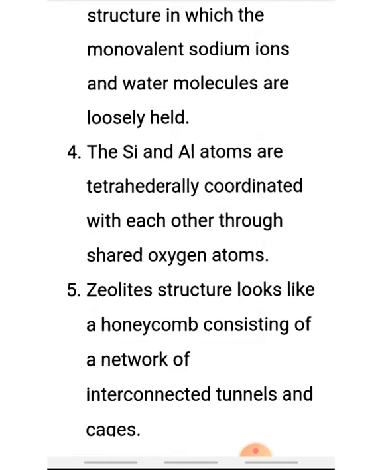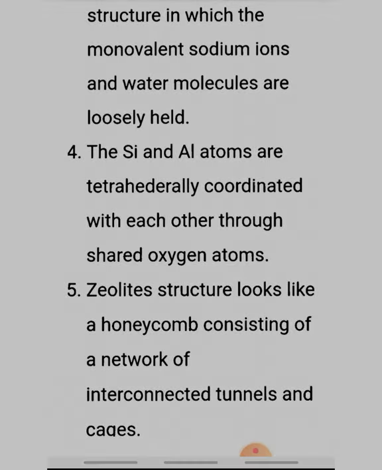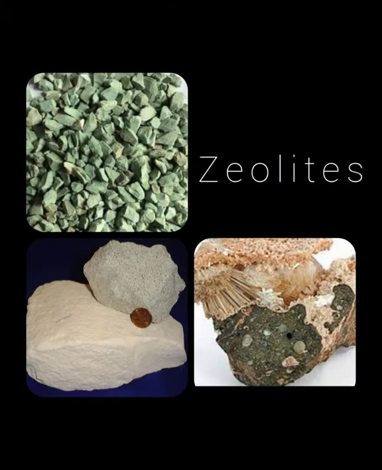The zeolite structure looks like a honeycomb consisting of a network of interconnected tunnels and cages. That means it is like a honeycomb, with hexagon or pentagon shapes and gaps in between. So it is also a honeycomb consisting of a network of interconnected tunnels. And this picture shows that zeolite is a sodium aluminium silicate.